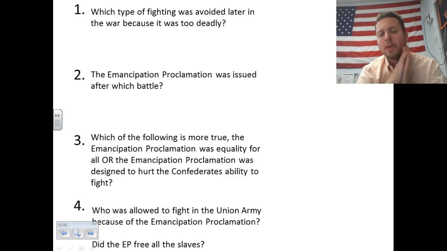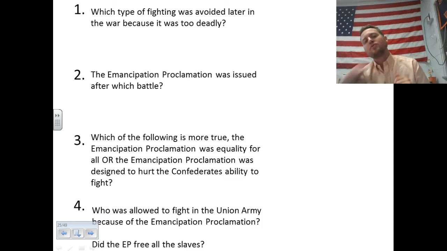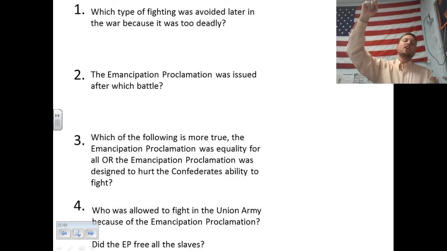Go to 4. Who was allowed to fight in the Union Army because of the Emancipation Proclamation? The answer is African Americans. African Americans can fight in the Union Army. Go to 4, part 2. Did the Emancipation Proclamation free all the slaves? I just said it. No. It only freed the slaves in the South in the rebelling states.